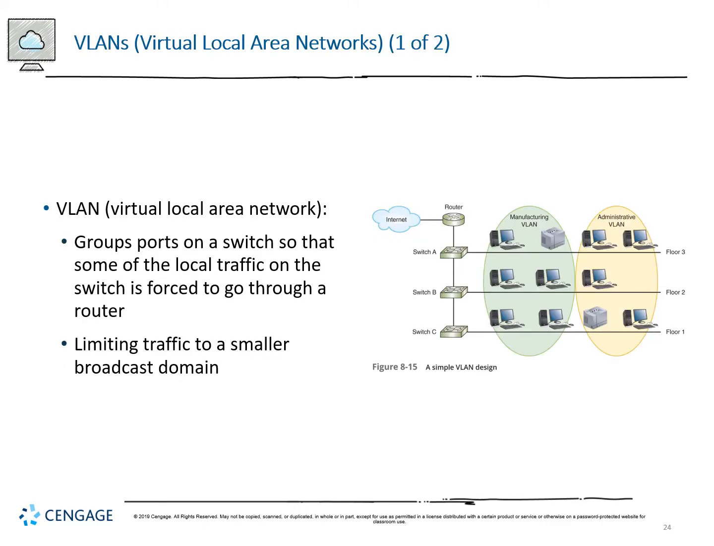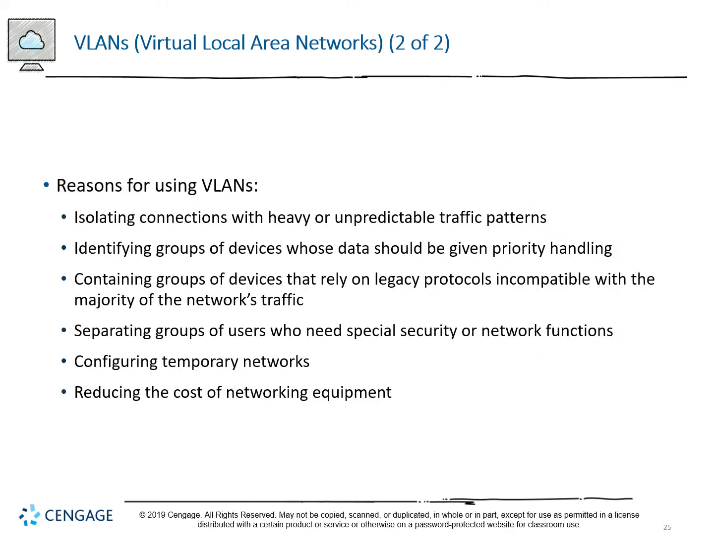Now, a VLAN, virtual local area network, will group traffic together on a switch via the ports to which they are connected. And this allows us to make sure that the traffic on the switch is forced to go through a router. This limits traffic to a smaller broadcast domain. This is part of the efficiency we were talking about much earlier in the lecture.